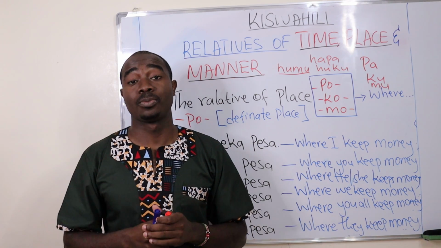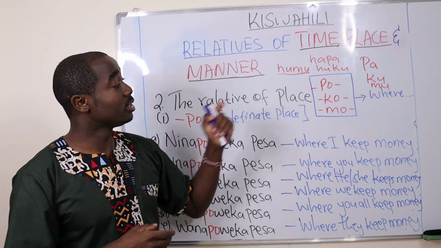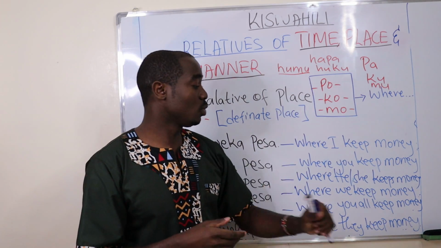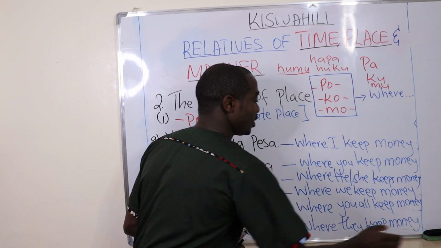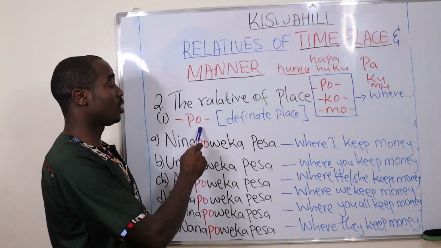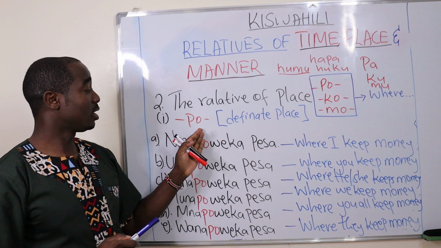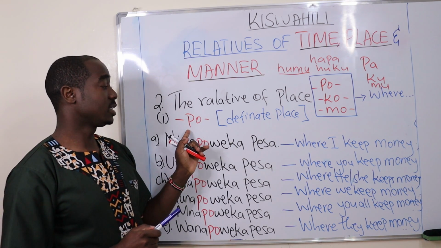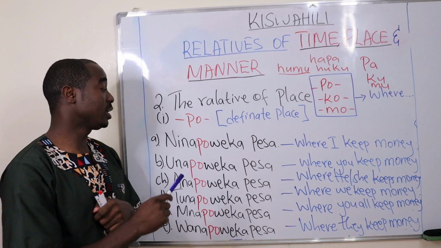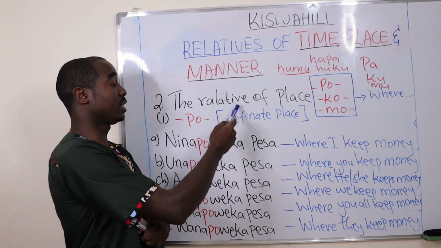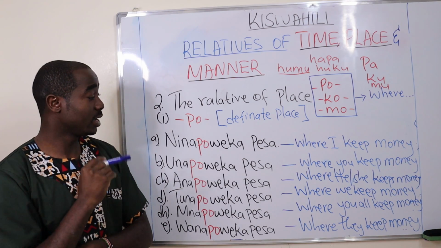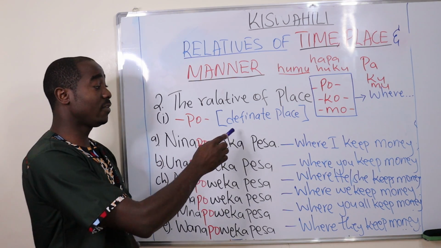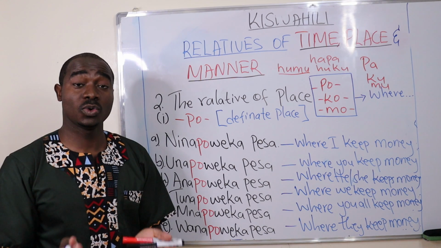So, humu. This pakumu, but I'll just have to erase this one. So, on to our lesson. Our main part here is po. I'm explaining this po with the relative of place, how we can use this in examples. So let's have example number one. I said this is definite place, very specific place to you.